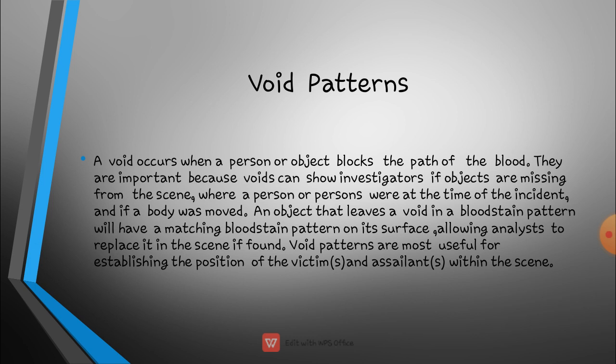Void patterns. A void occurs when a person or object blocks the path of blood. They are important because voids can show the investigators if objects are missing from the scene, where a person or persons were at the time of the incident, and if the body was moved. An object that leaves a void in a bloodstain pattern will have a matching bloodstain on its surface, allowing analysts to replace it from the scene. Void patterns are most useful for establishing the position of the victim and assistant within the scene.